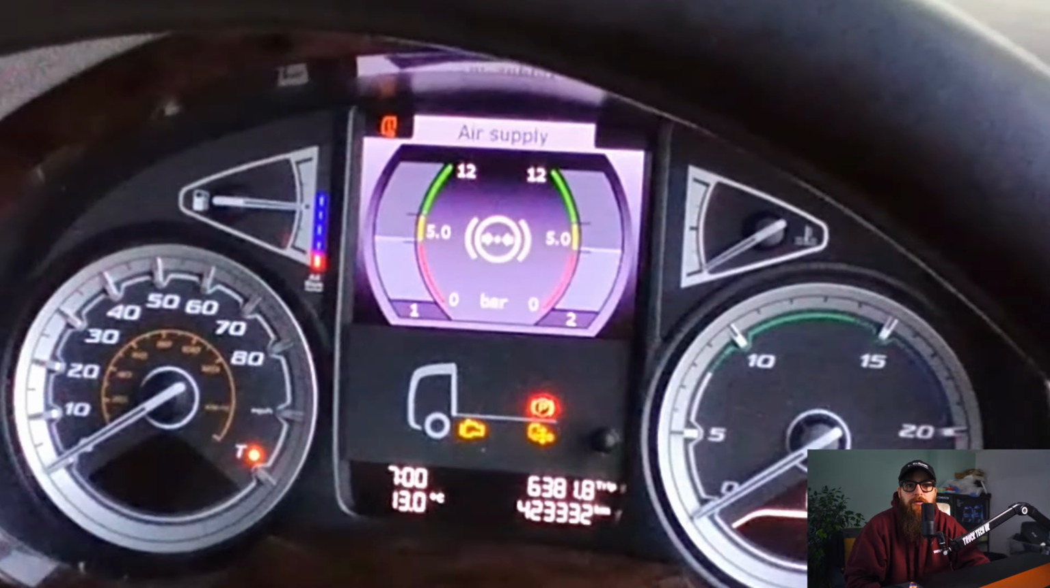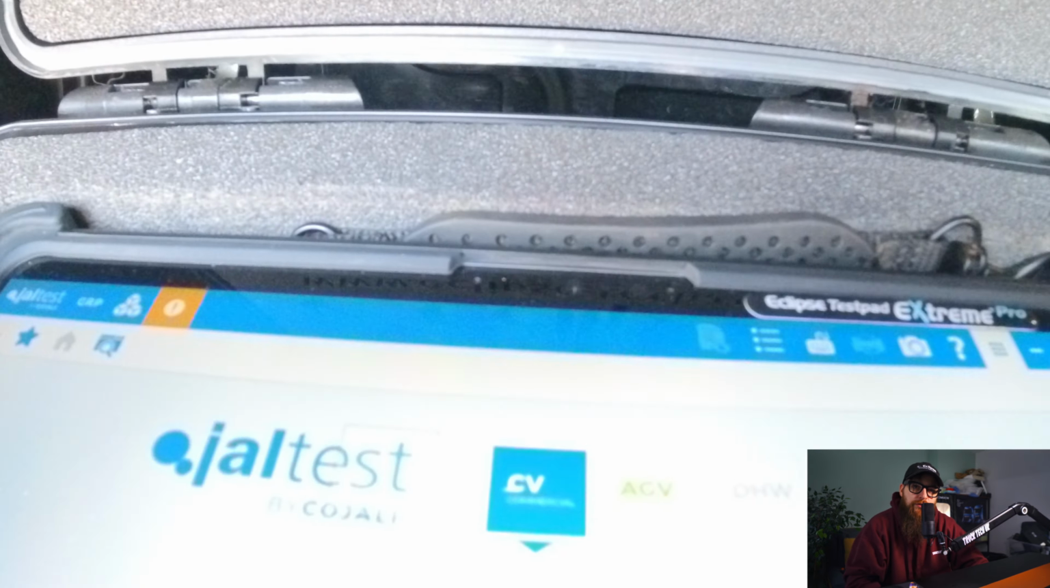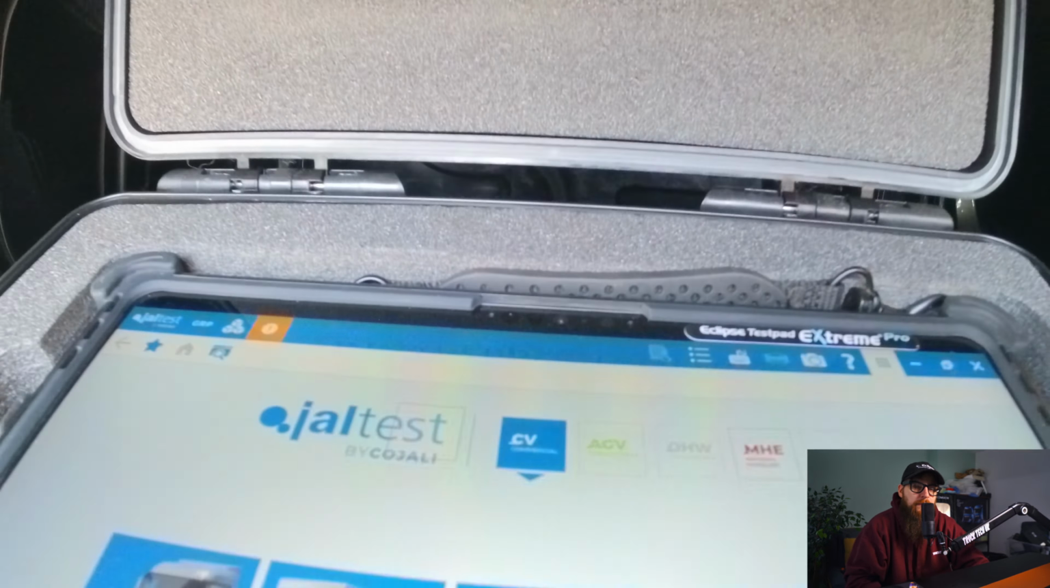We're going to start by confirming the customer's concern on this DAF CF Model Year 17 MX-13, but with nothing showing on the dash, we're going to need some diagnostics, and as usual, Eclipse have come to the rescue in the form of Jaltest. With the VCI and the OBD port again, we can get into this diagnostic and identify our fault codes, which will aid us in solving the customer's concern.